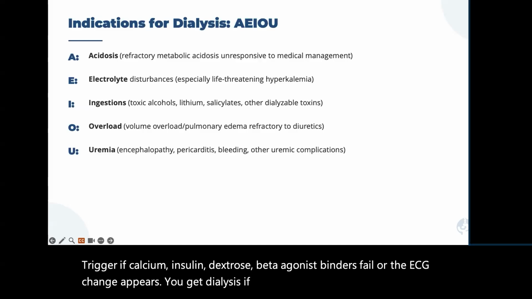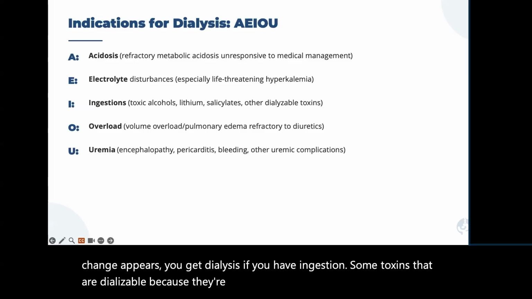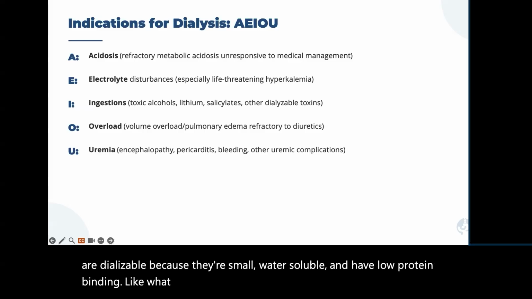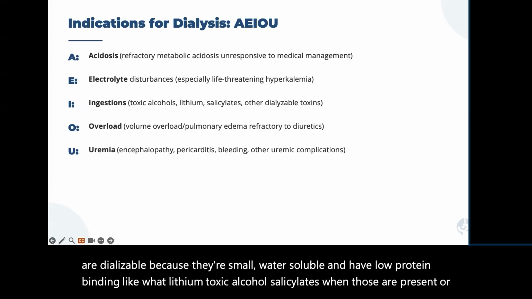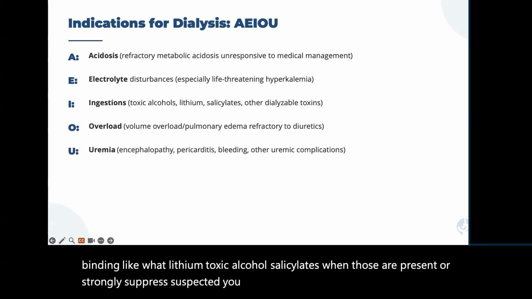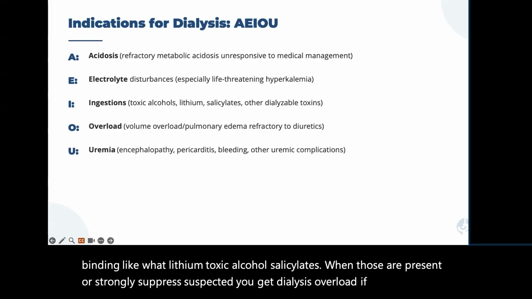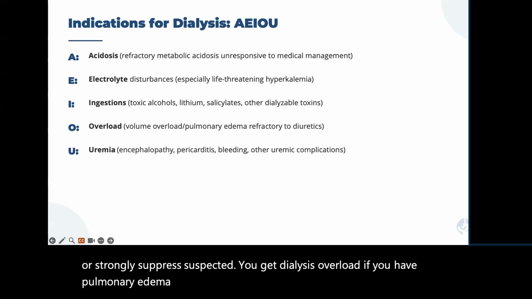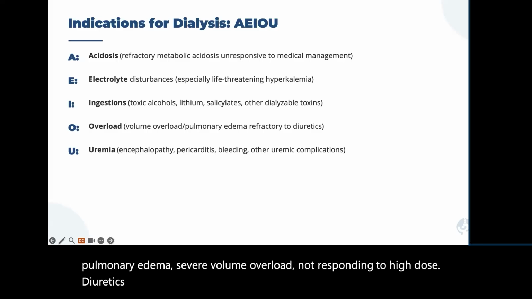If you have an ingestion of toxins that are dialyzable because they're small, water soluble, and have low protein binding, like what? Lithium, toxic alcohol, salicylates. When those are present or strongly suspected, you get dialysis. Overload: if you have pulmonary edema, severe volume overload, not responding to high dose loop diuretics with or without thiazide synergy, requiring ultrafiltration, you're going to get dialysis.